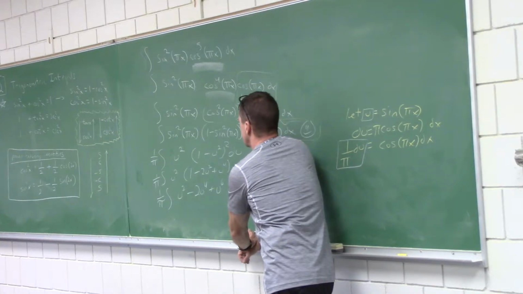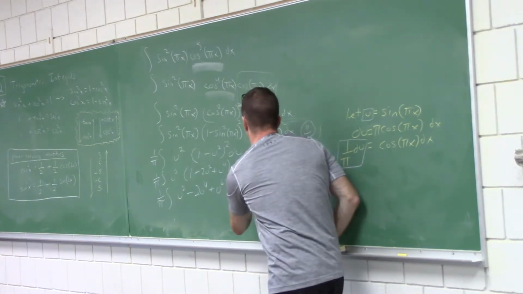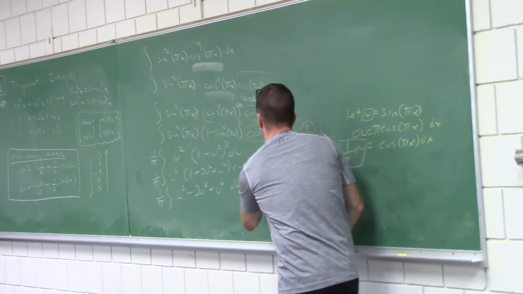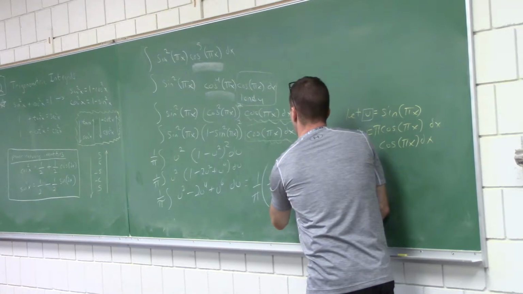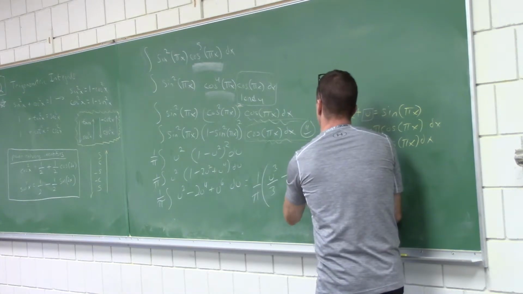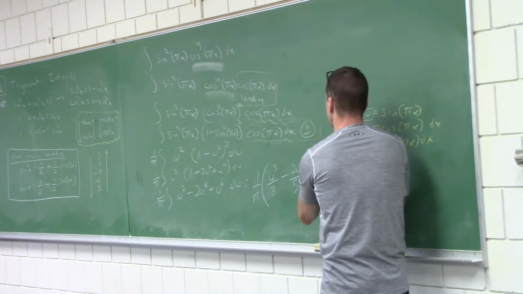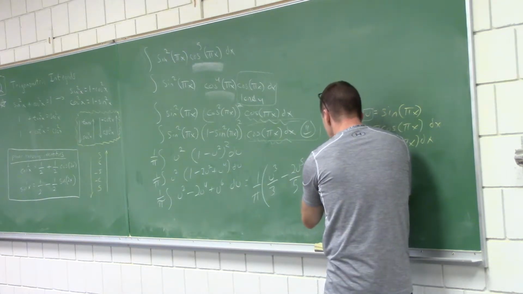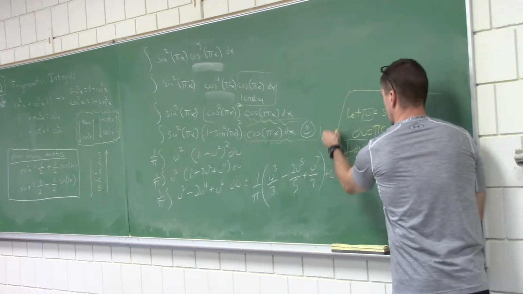All right, what's these integrals? 1/3 u cubed minus 2 times u to the 5th power, boom, and u to the 7th plus C. I want to make sure this is separate. I want to get this out of the way.